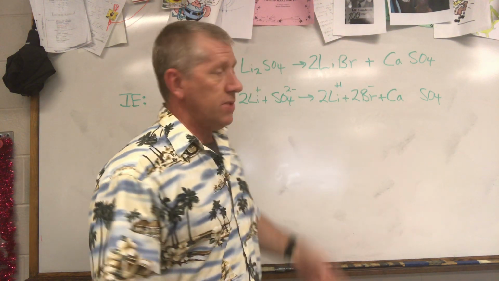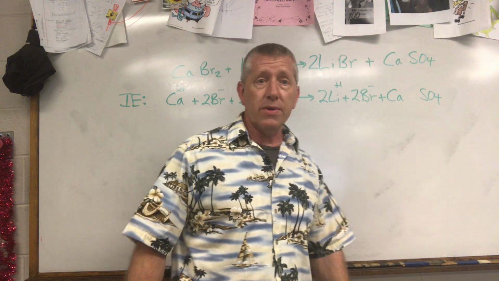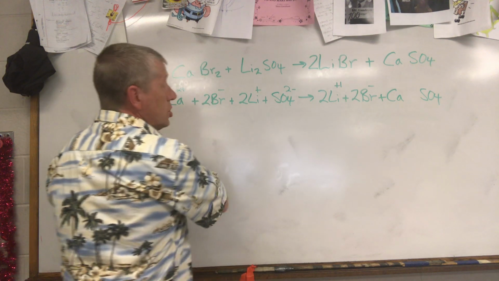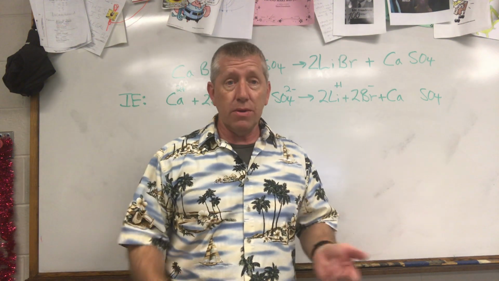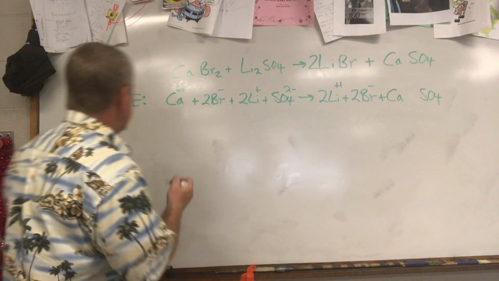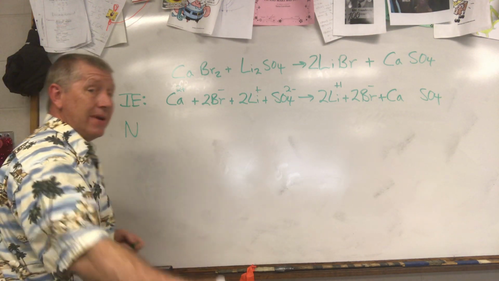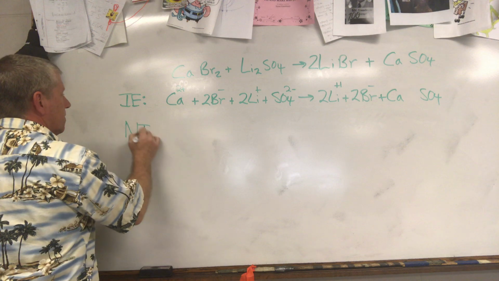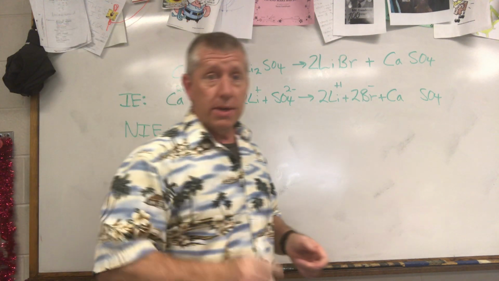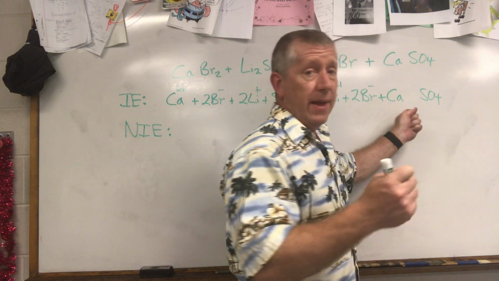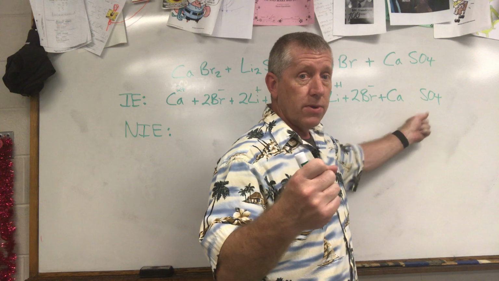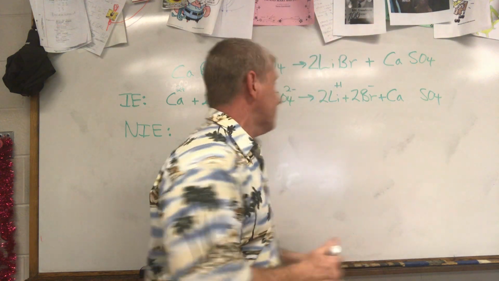Now, if calcium sulfate were soluble, it would have been fine to leave it just the way it was. If calcium sulfate were soluble, and both of these are soluble, I would have no net ionic equation because you would not have an insoluble salt. But we do. We do have a net ionic equation. Yes, we do. Because a net ionic equation shows the things that make the insoluble salt. So that is an insoluble salt. Let's show what made it.